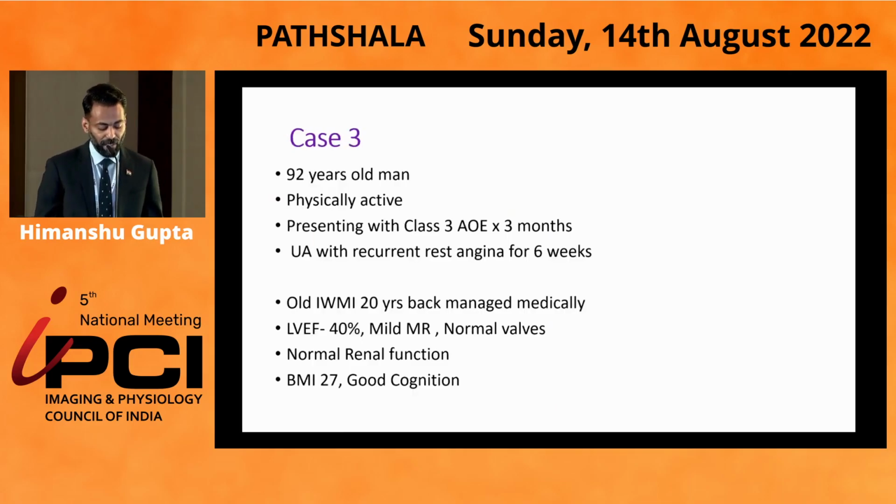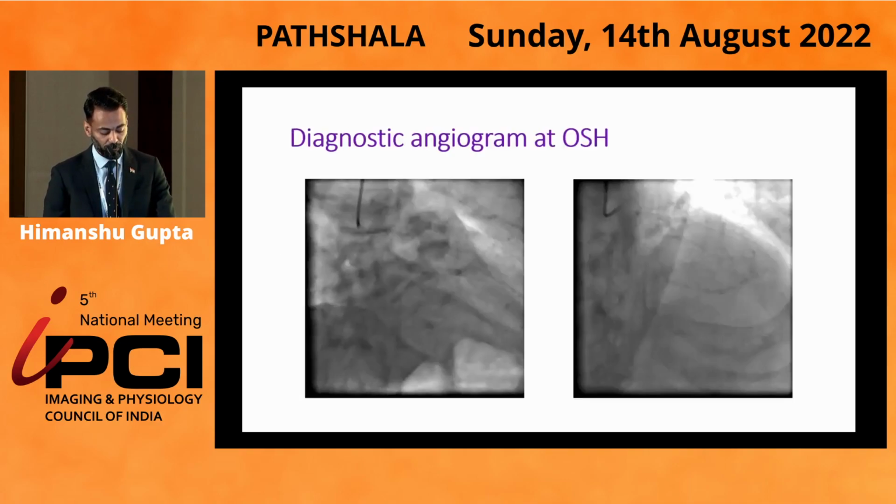Case 3, and the last, is a recent case from about a month ago. A 92-year-old man, very physically active, presenting with class 3 angina, actually a yoga teacher, and grandfather of one of my medical colleagues who is now a gastroenterologist at Cleveland Clinic in USA, close to where Darshan comes from. He had an inferior wall MI 20 years back, was managed medically, and is now presenting with an ejection fraction of 40%.